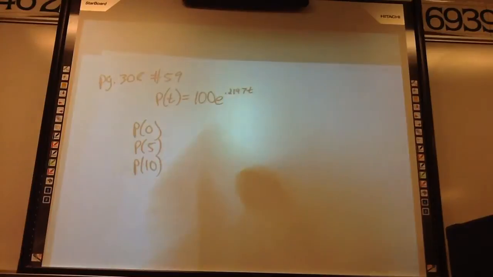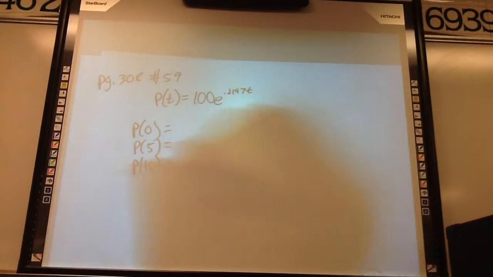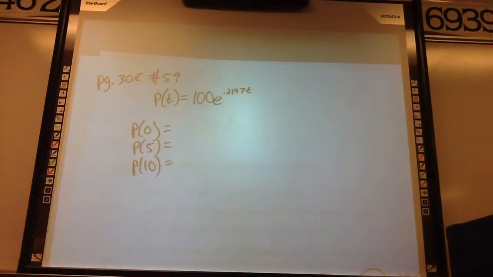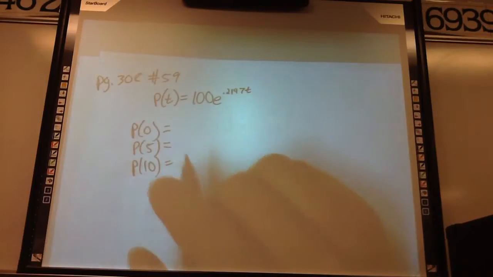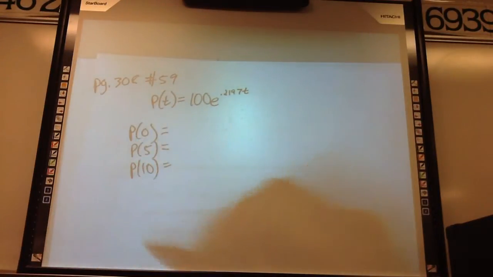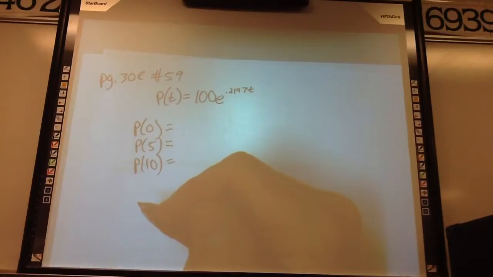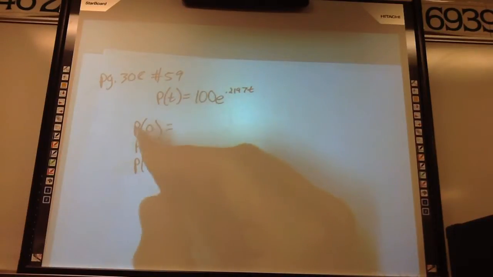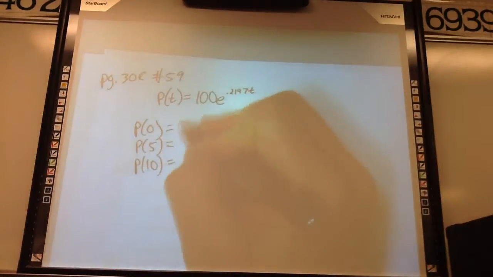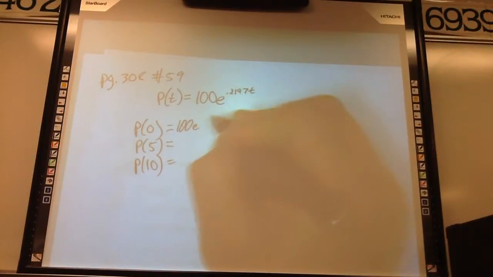Do you know how to do this? You plug in the number. Hurts my heart whenever you say that. Well, what's P of 0 mean? You plug in 0 for t. So it's just calculator work. I just want to make sure you know how to type it into a calculator.